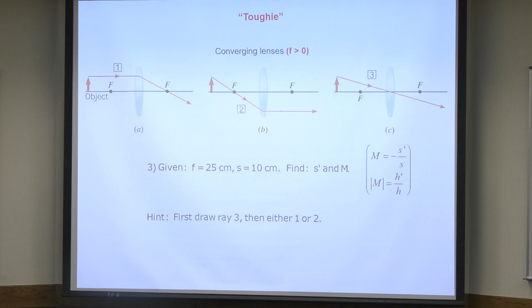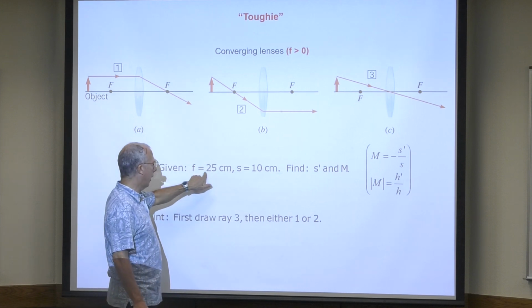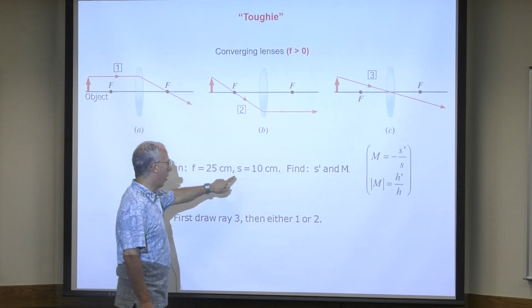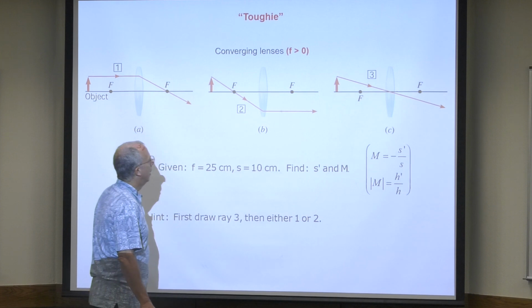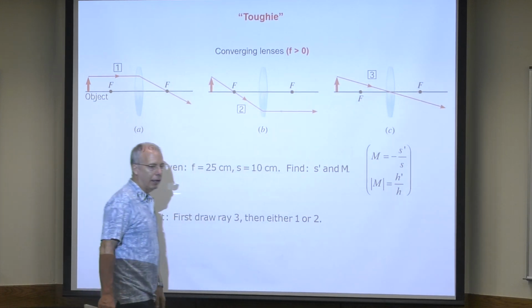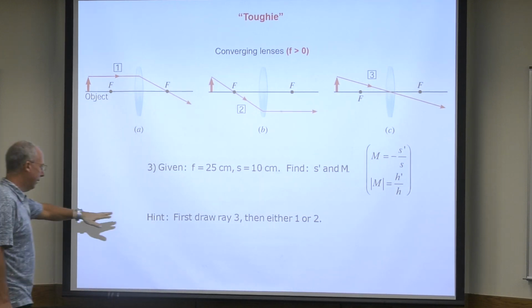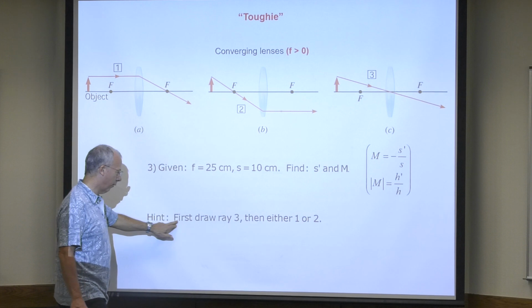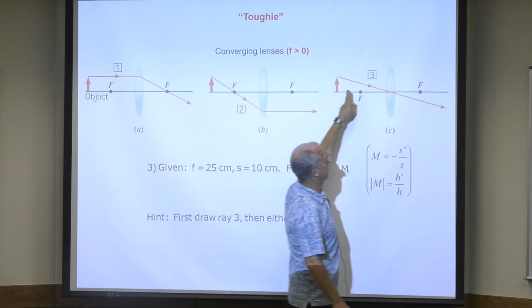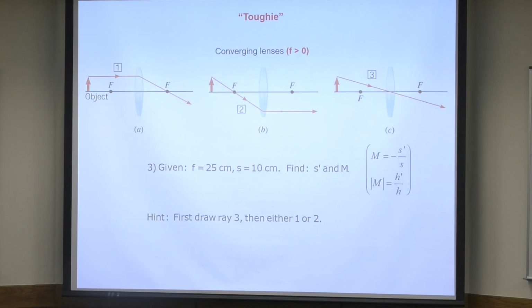Okay, now let's do the hard one. Oh my gosh. Okay, here's the tough one. See, now the focal length is 25, but the object is only 10. So now the object is between the focal length and the lens. That's a bit more challenging. And here's my hints, and I think it's good. First, draw the easy one. And then draw either one or two. Doesn't really matter. So let's do that one.